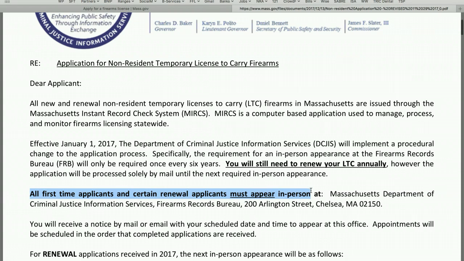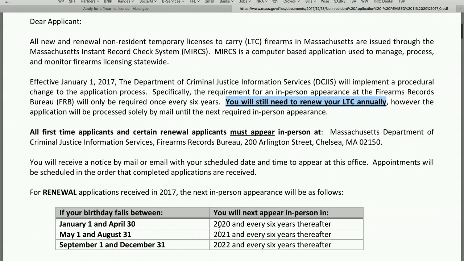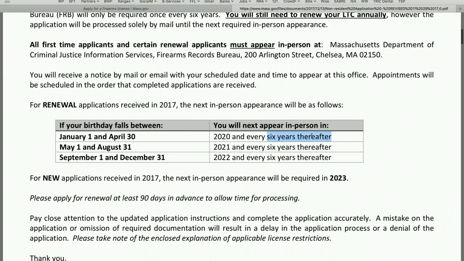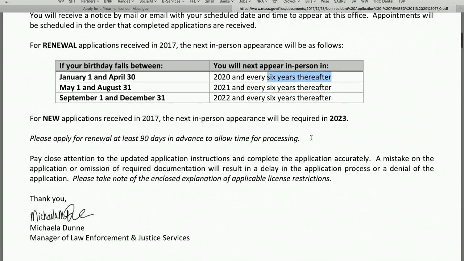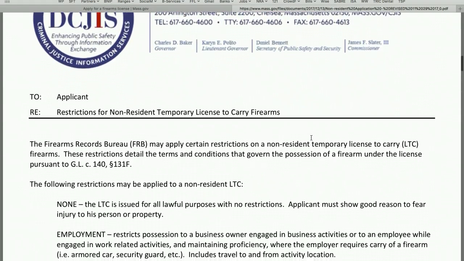First-time applicants must appear in person. So if you live really far from Mass, it might not be worth your time. But at least the first time, you have to show up, and you still have to renew annually. But just like before, you only have to come in the first time, and then after that you can continue to do your out-of-state LTC every year through mail and paying $100. Basically, it's a fee. It's a tax. Welcome to Massachusetts. They tax the hell out of you. They do everything. All right.